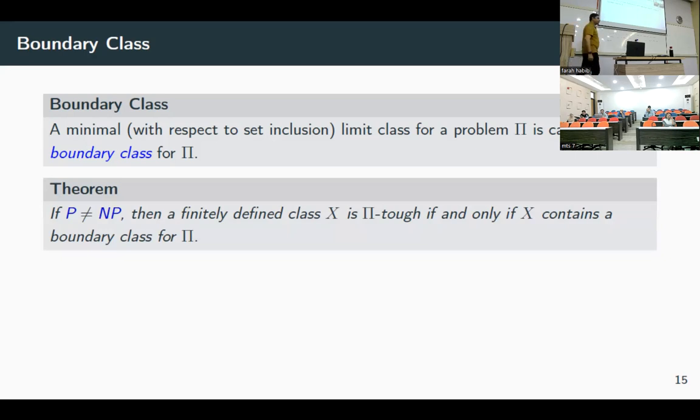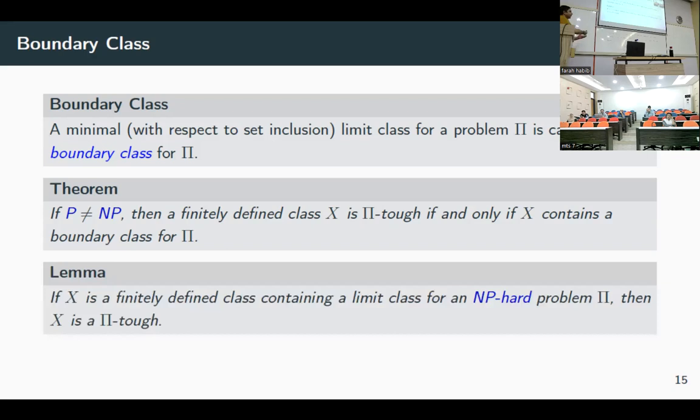If you are interested in the proof, I have the papers, I can give you the links. I'm not going to prove it. We have a sequence of lemmas, which we will use to prove other results. So if X is a finitely defined class containing a limit class for an NP-hard problem pi, then X is pi-hard. I think it's obvious from this theorem and the definition.